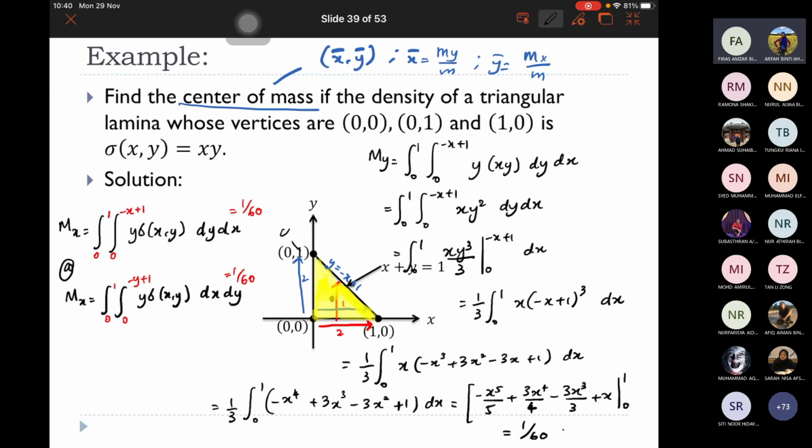Okay. So, kalau awak guna Mx dengan dx dy, negatif y tambah 1 pun sama juga. Dapat 1/60 as well. Those who have finished, cuba buat My pula. Dia punya boundary akan sama. Okay, untuk My. So, boleh salin dulu. Then try My.